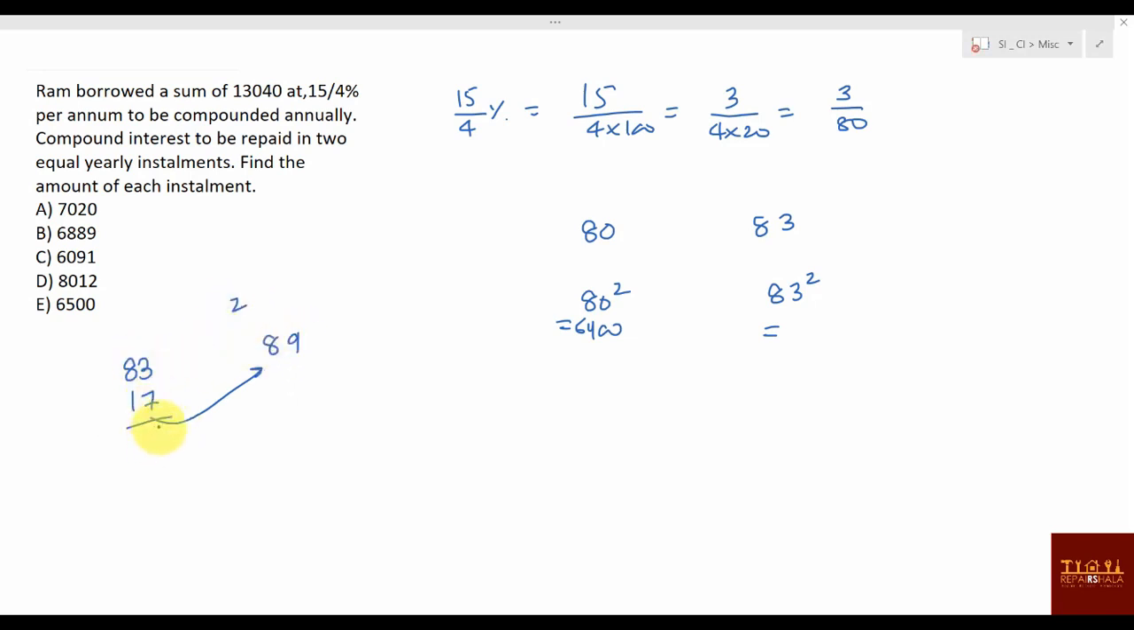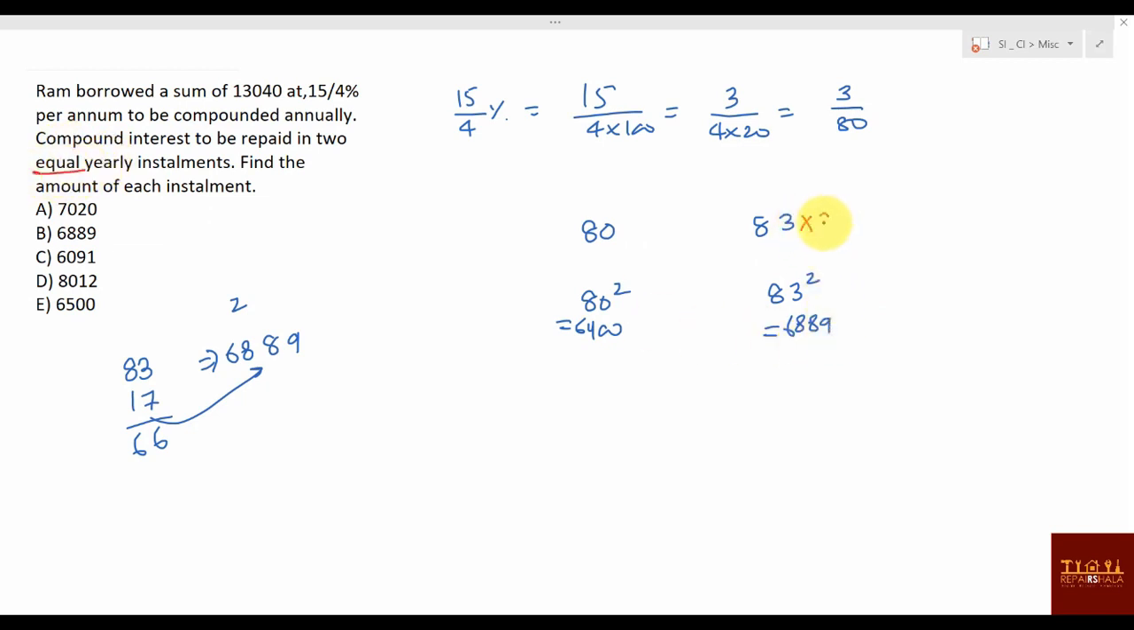And what is the difference here? You can say that is 66. 66 here and 2 added, so 68. So what is this one? 6889. But you know, equal installments are there. They are telling equal installments. But is this equal?